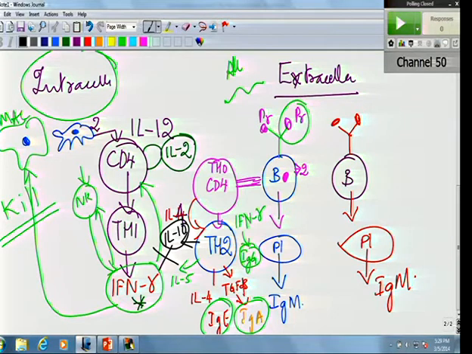Okay, then Th17, it's a pro-inflammatory cytokine, mainly stimulates production of neutrophils. Then interleukin 17, after that 18, 19. That's about it. Those are the major cytokines.